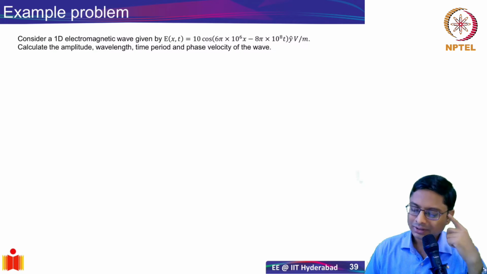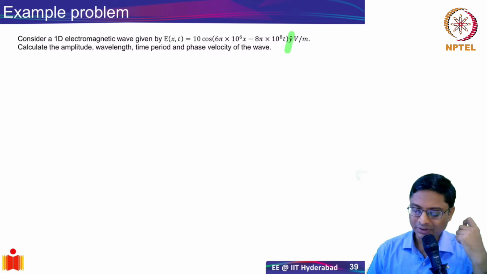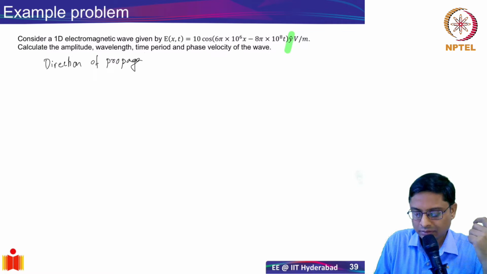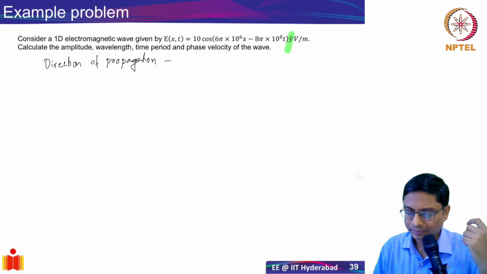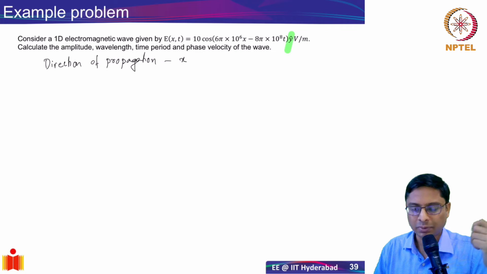The first thing I want you to notice is that the electric field is now not just a scalar, it is a vector with a direction, here y cap. So when you look at this expression, the first thing to consider is the direction of propagation. What is it in this case? Basically, what is the coefficient of k, right? So it's the x direction. The direction of propagation is x here, so it's propagating along x.